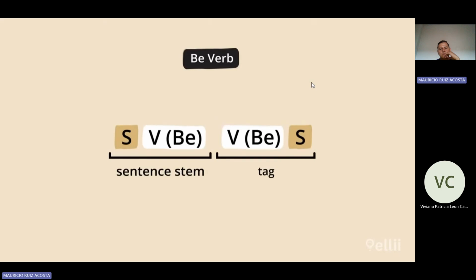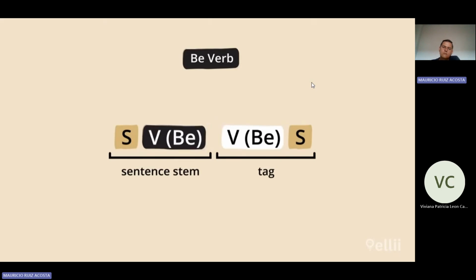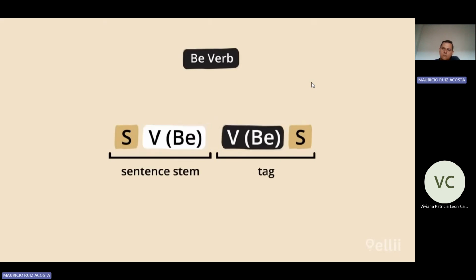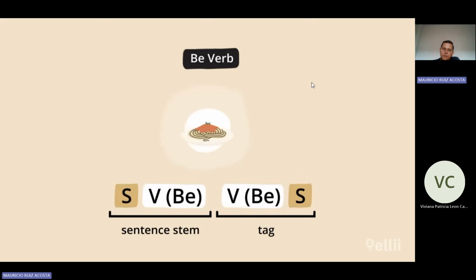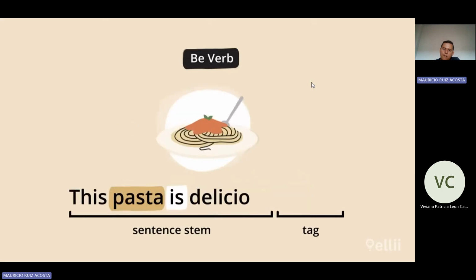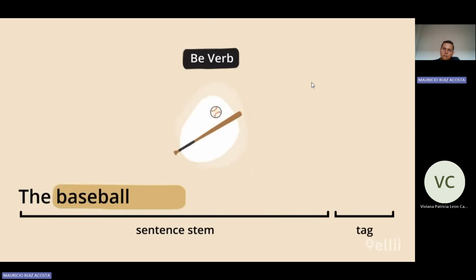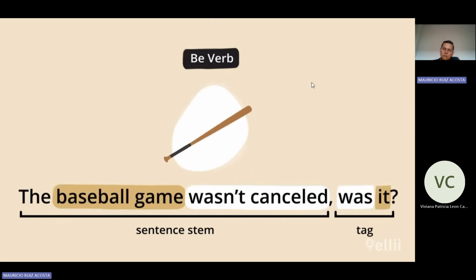If the sentence stem uses the be verb, the tag uses the be verb too. For example, "This pasta is delicious, isn't it?" "The baseball game wasn't canceled, was it?"